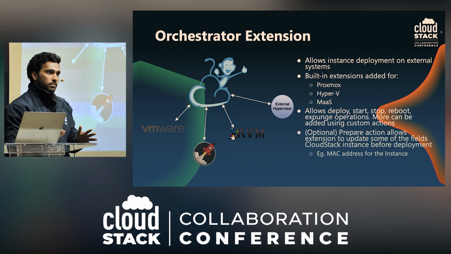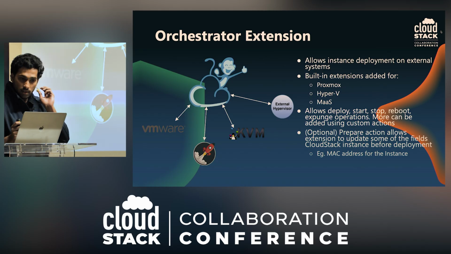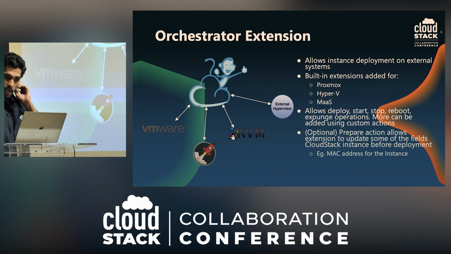If we look at it a different way, the orchestrator extension is all about adding an external hypervisor, like we normally do for VMware and KVM. As built-in extensions, we have already added Proxmox and Hyper-V in CloudStack version 4.21, and bare metal in 4.22. The documentation is all available, and you can give it a try if you have a Proxmox or any of the other environments.